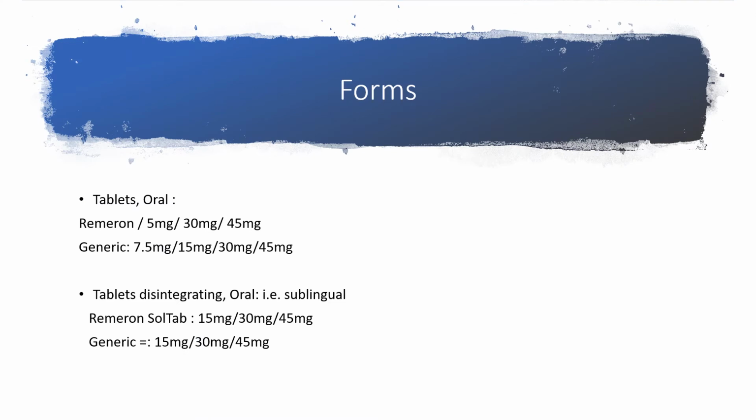Forms: mirtazapine could appear as tablets, and in that case, we're going to find Remeron 5, 30, or 45 milligram, or generic 7.5, 15, 30, or 45 milligram. Could also be in the form of orally disintegrating tablets, given sublingually, as Remeron SolTab 15, 30, or 45 milligram, generic 15, 30, or 45 milligram.